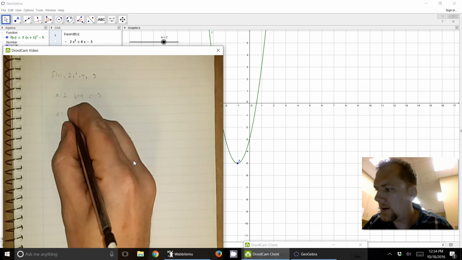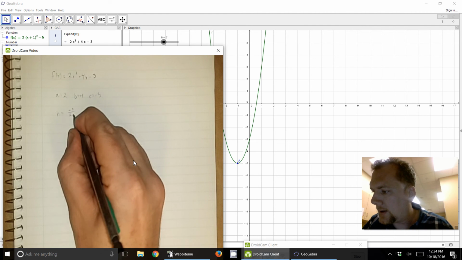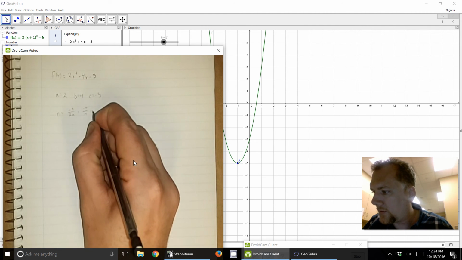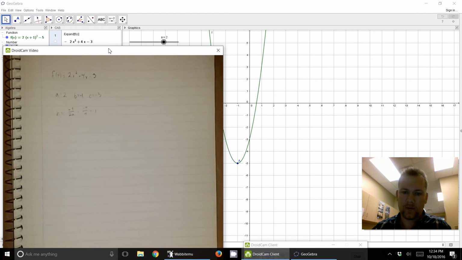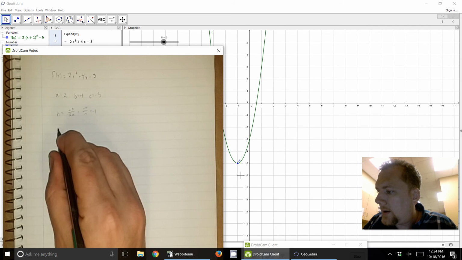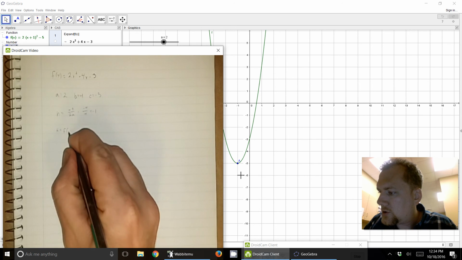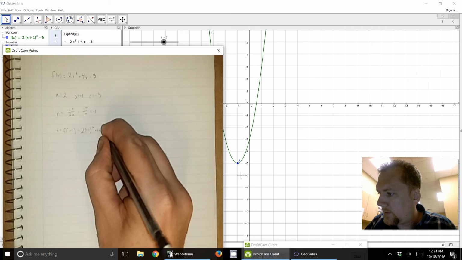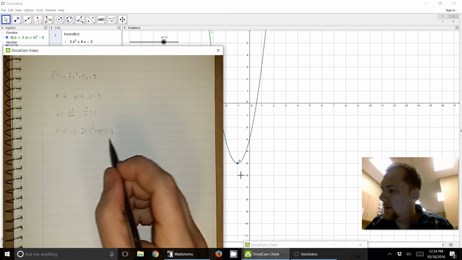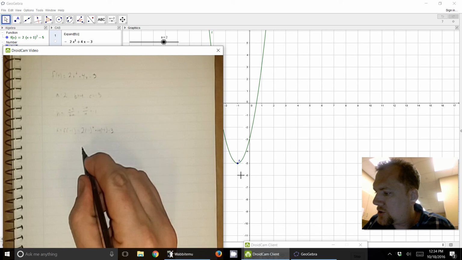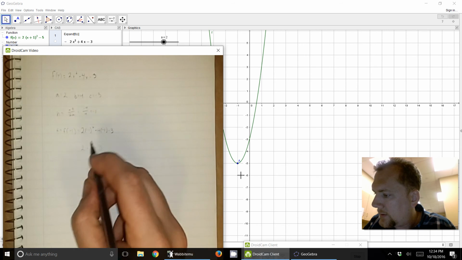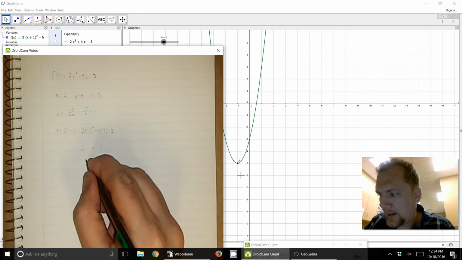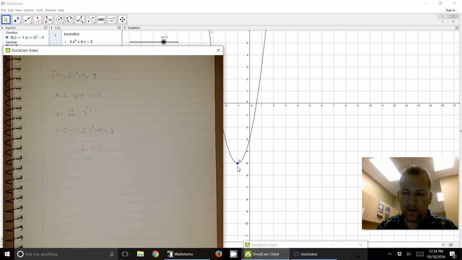Calculate h, negative b over 2a. That's negative 4 over 4, which is negative 1. Right? That corresponds to the axis of symmetry. k is f of h, so 2 times negative 1 squared plus 4 times negative 1 minus 3. This is 2 minus 4 minus 3, so 2 minus 4 is negative 2, minus 3 is negative 5. That's right where we expected it to be.